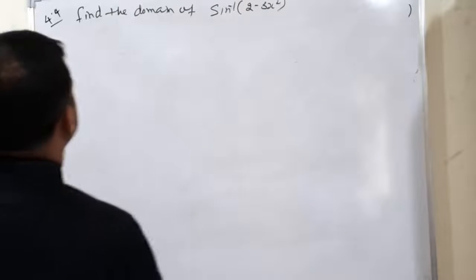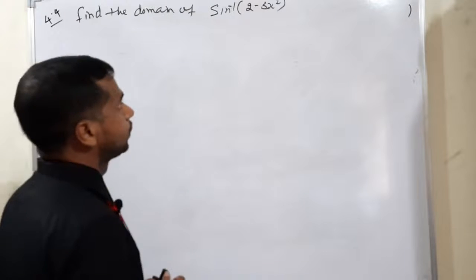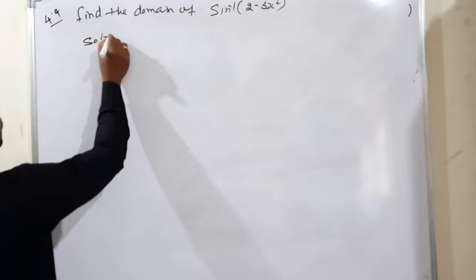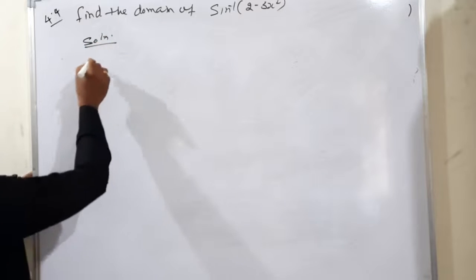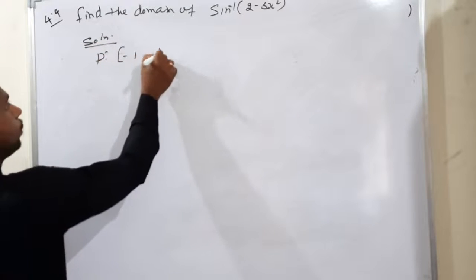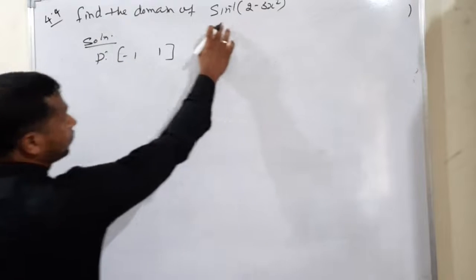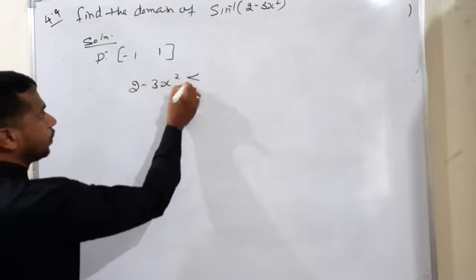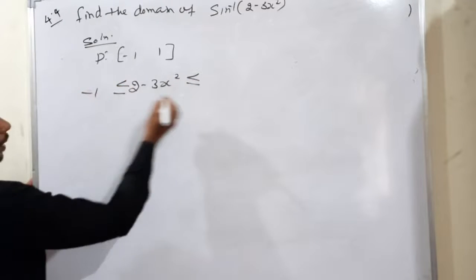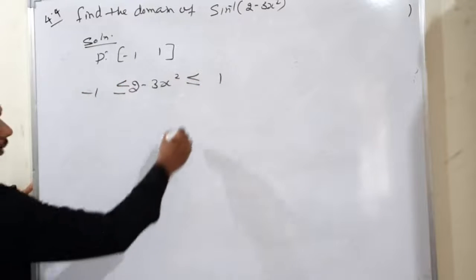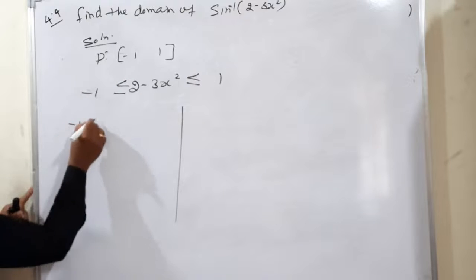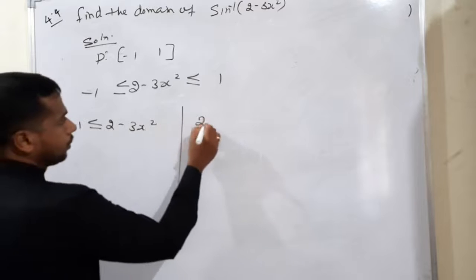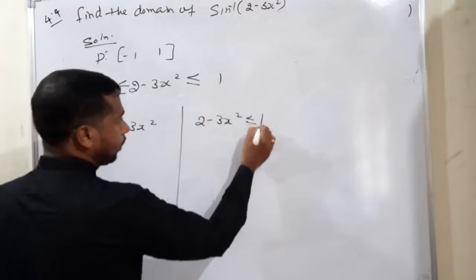So example 4.4, find the domain of sin inverse of (2 minus 3x square). Solution: the domain of sin inverse x is minus 1 to positive 1. Here the given is sin inverse of 2 minus 3x square. So less than or equal to means minus 1 to positive 1. Make it separate: minus 1 less than or equal to 2 minus 3x square, and 2 minus 3x square less than or equal to positive 1.